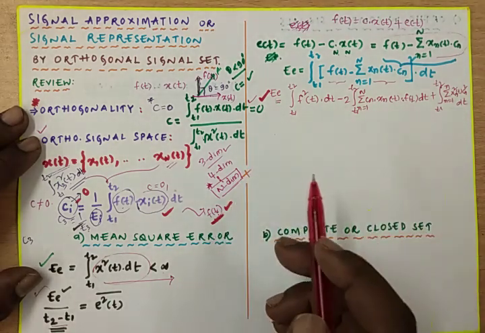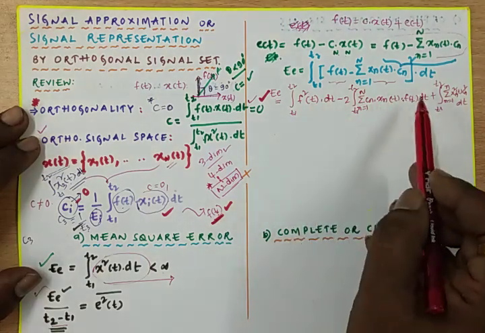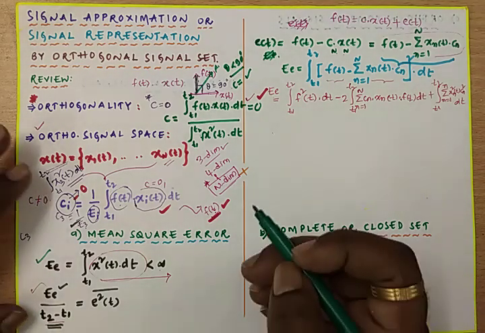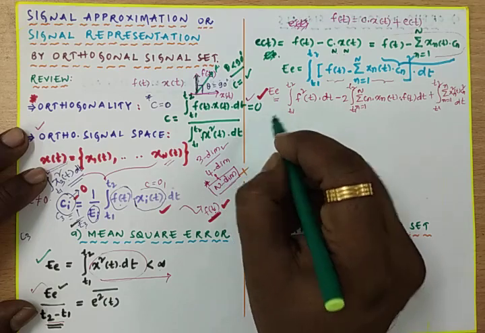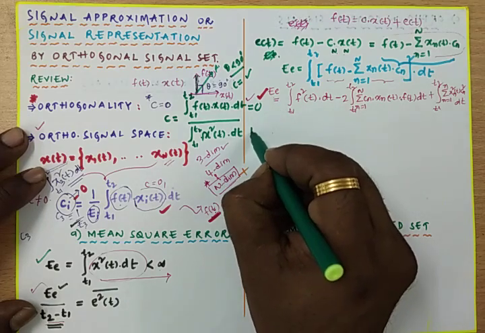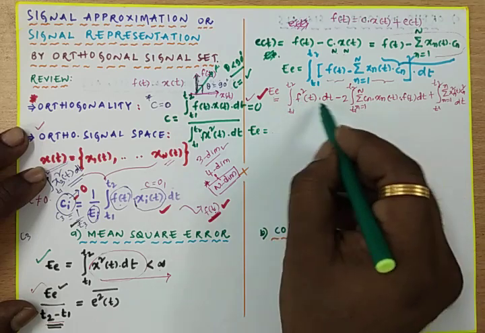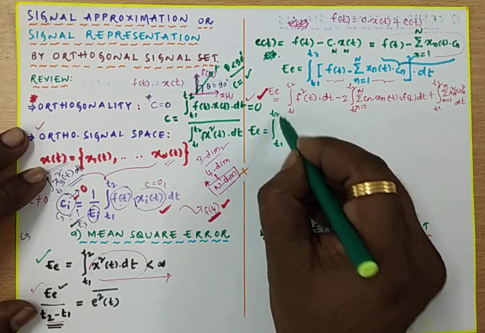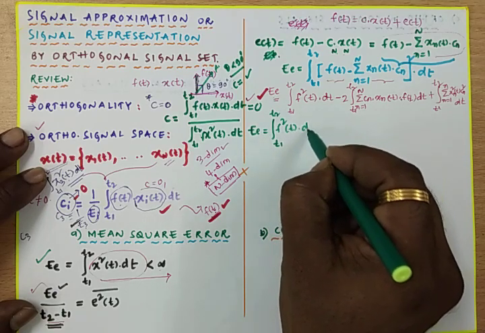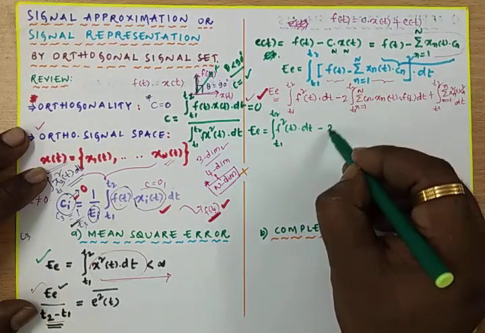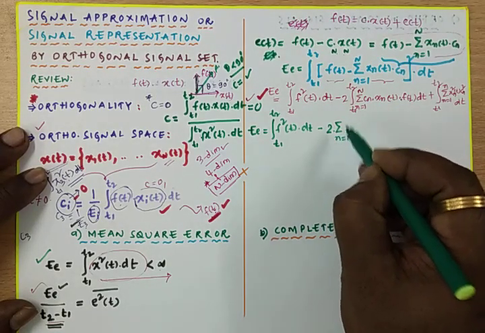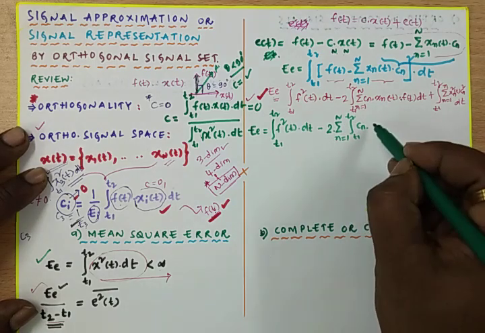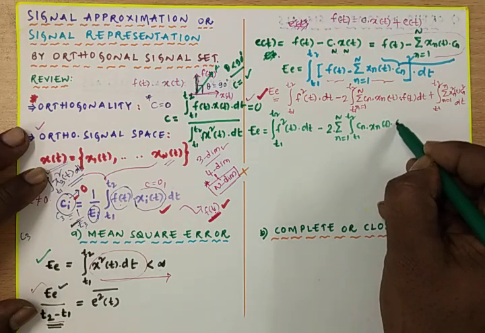Now we are going to interchange the order of integration and summation to simplify this signal. After interchanging the integration and summation, EE is equals to integral T1 to T2 f square t dt, which does not have any sum term, minus 2 into sigma n is equals to 1 to n and integral T1 to T2 Cn into xn of t into f of t dt.